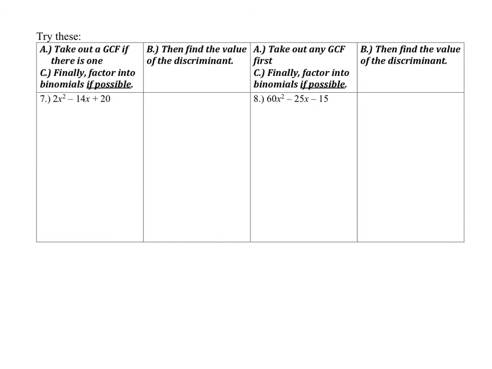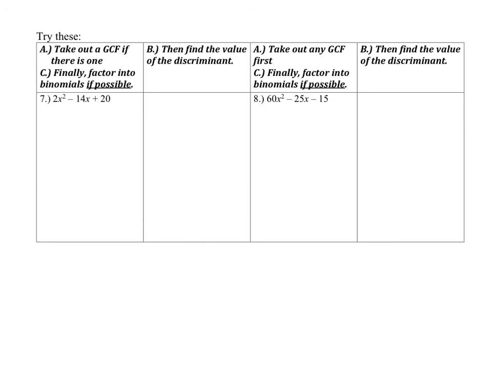So now when you get your homework tonight, you're going to need to follow these directions. So notice my directions up here. A, take out a GCF if there is one. If there isn't one, we're going to go over to B and then find this. Then find the value of the discriminant. So you're going to do B for every single problem. You're only going to do A for problems that have GCFs.